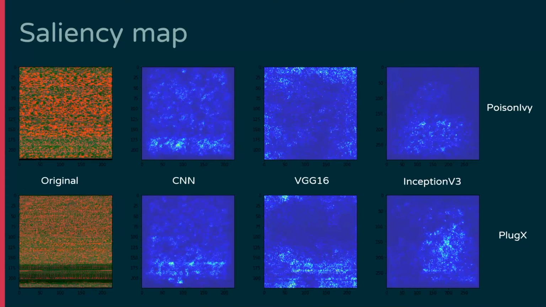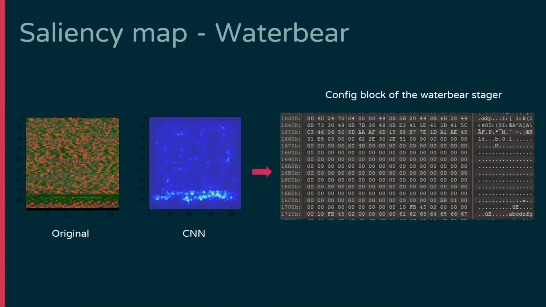Poison Ivy and plugins also have similar characteristics in the saliency map. From these four categories, we can see that VGG16 will pay more attention to some places on the edge of the picture, and Inception V3 will pay more attention to the center area of the picture. If you look a little more closely at the saliency map, you can find some interesting phenomena.